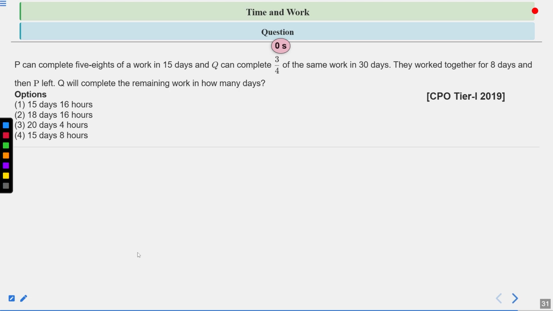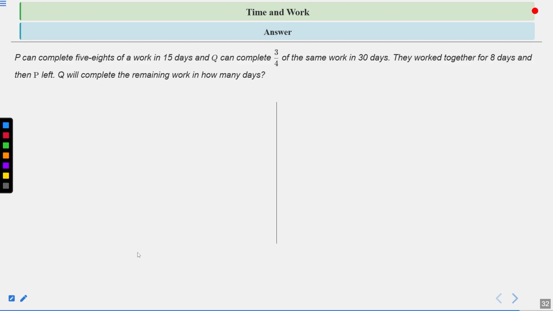Now time's up. Let's see the solution of this question. The question says that P can complete 5/8 of a work in 15 days. So the total work will be completed in 24 days. And Q can complete 3/4 of the same work in 30 days. It means Q takes 40 days to complete the same work.